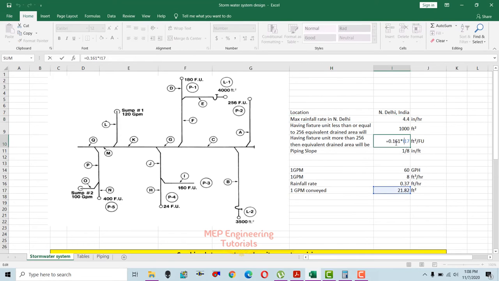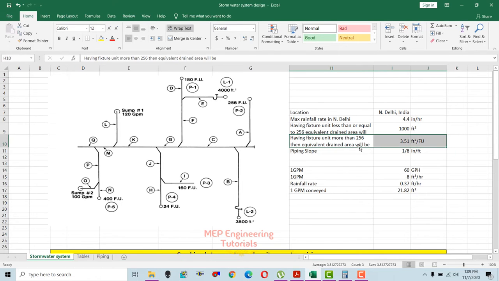this 0.161 you need to multiply with the area which we got here, 21.82. And how did we get 0.161? Every fixture unit after 256 requires 0.161 GPM. So that's why we write 0.161 times 21.82, since 1 GPM is 21.82. Once you multiply these two, you will get 3.51 square feet per fixture unit, and this will be used only if you have more than 256 fixture units.